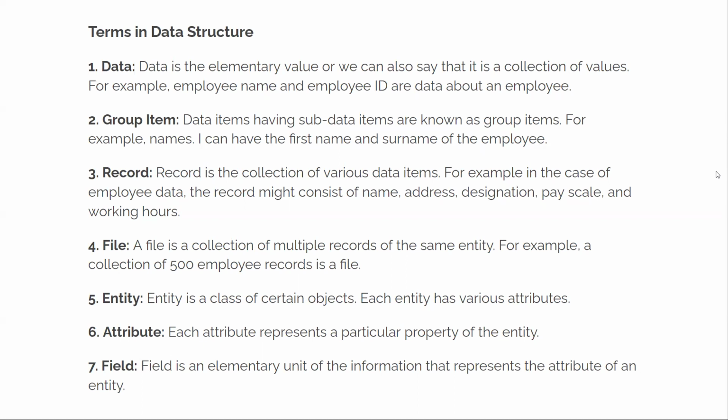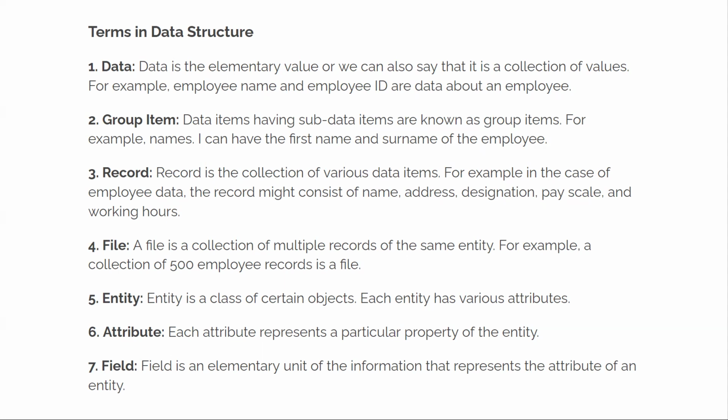So here are the terms in data structures. First, data. Data is an elementary value, or we can also say that it's a collection of values. For example, employee name and employee ID are data about an employee. Second, group item. Data items having sub-data items are known as group items. For example, for names, I can have the first name and surname of the employee.